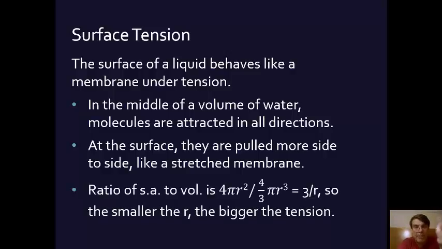Or to throw in a little math here, think of a raindrop. The ratio of the surface area of a sphere to its volume: the surface area is 4 pi r squared, and the volume of a sphere is 4/3 pi r cubed. So what's the ratio? It's 3 over the radius. And so the smaller the radius of, say, a raindrop, the bigger the tension is going to be. That's why raindrops are spherical.